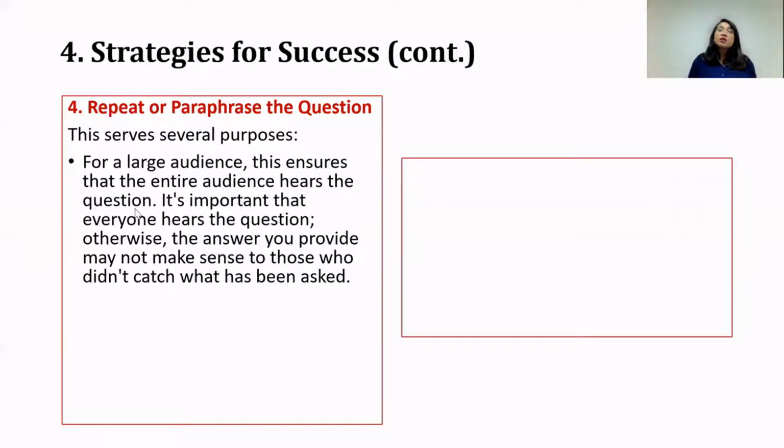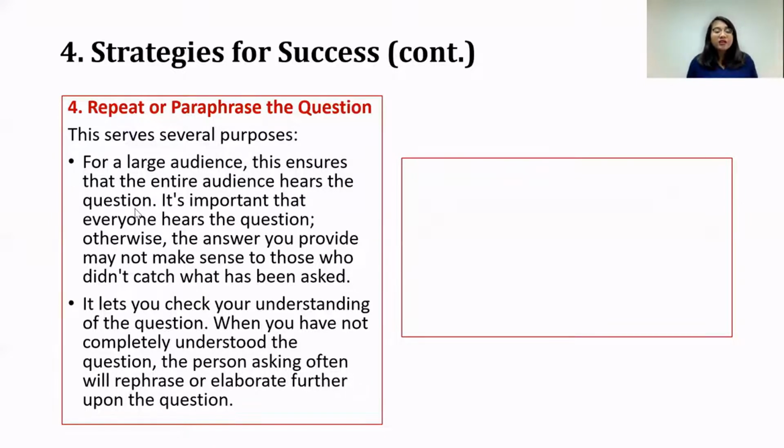So even though the questioner is very well spoken, there is always a possibility that some audience in your room do not catch the key point of the question. So that's why it's important to repeat or paraphrase the question. And by repeating or paraphrasing the question, we actually also give ourselves time to think about the answers or the response, right? So by doing one thing, we can benefit two things at least.